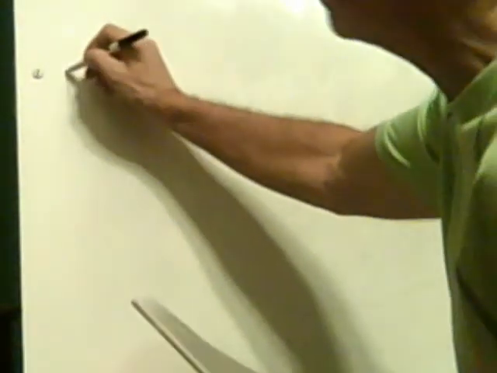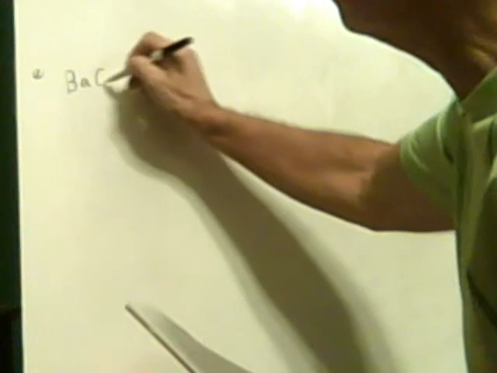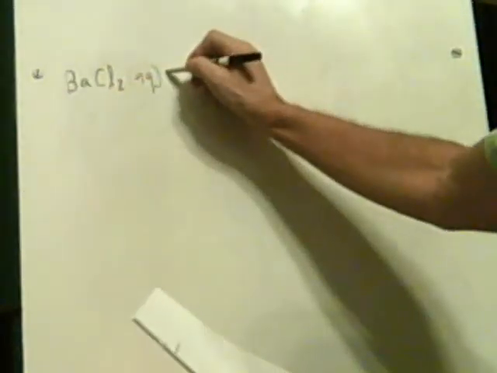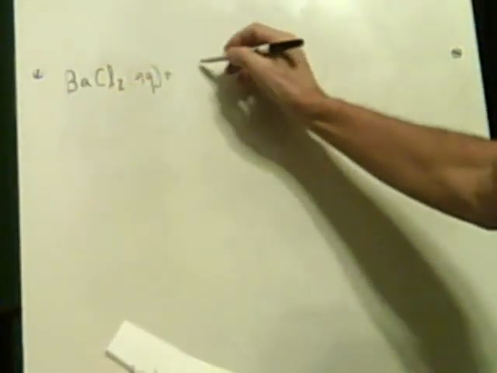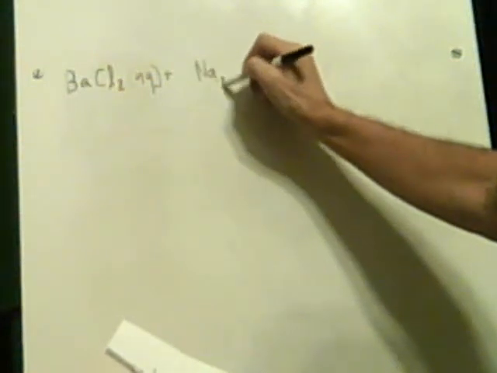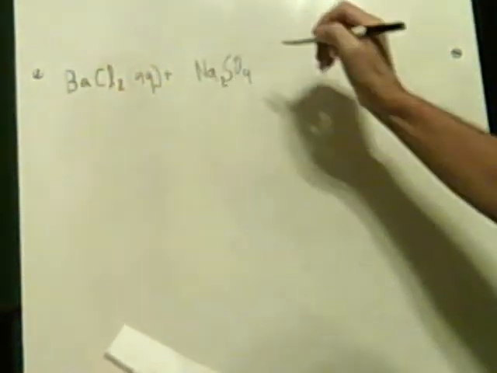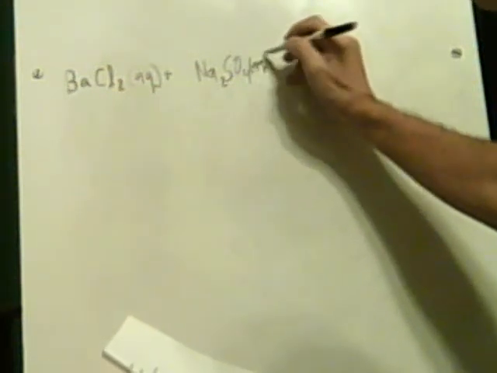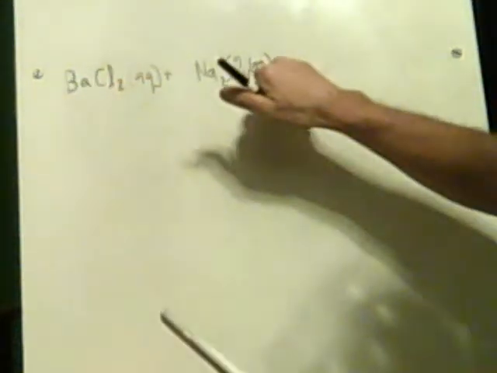Okay. Next one. I'll start a little further over. Barium chloride. Okay, and that's a solution. That's an ionic compound. It dissolves in water according to the solubility rules. Plus sodium sulfate. And that's also dissolved, which is the so-called aqueous. That looks like a Q and a Q, but it's really an A. I didn't do that very good.